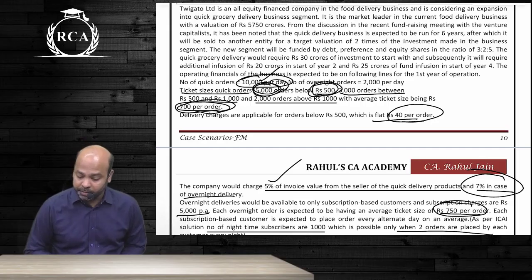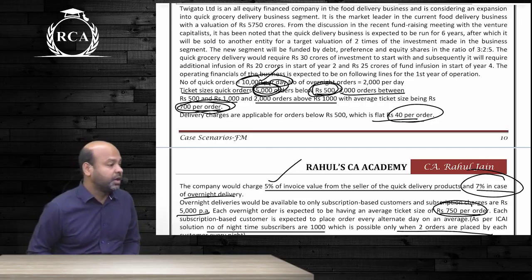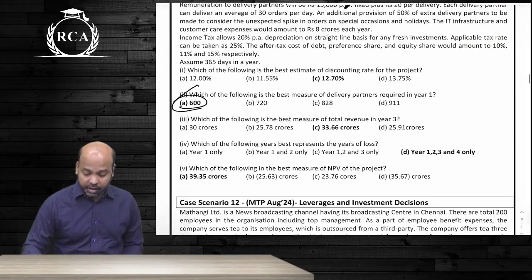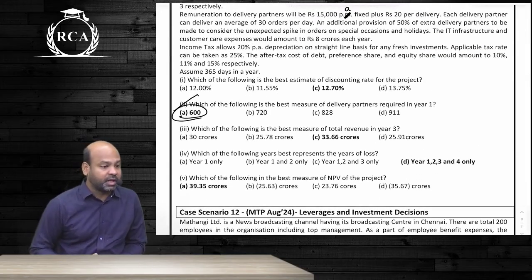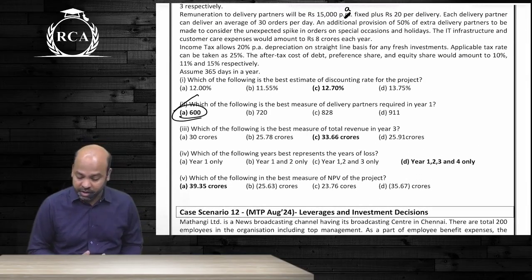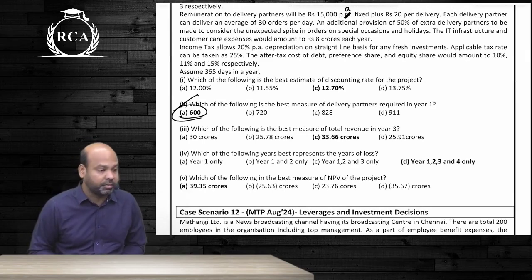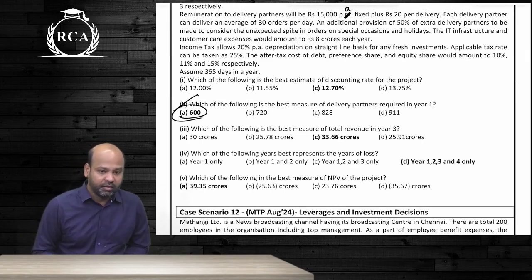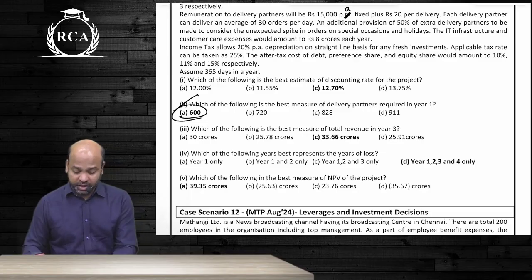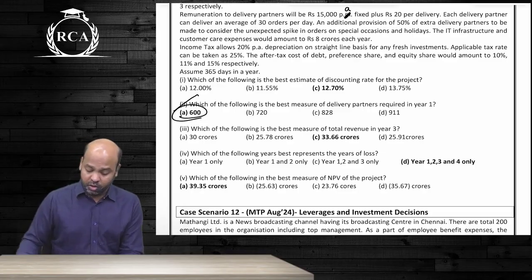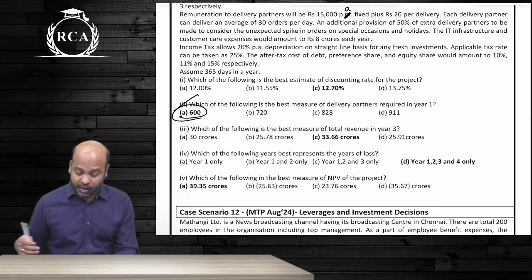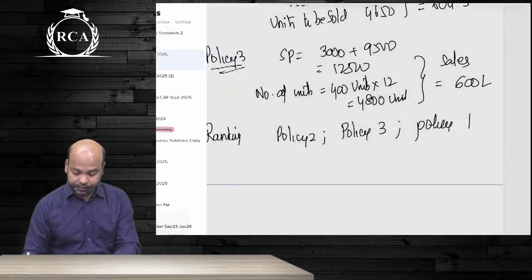Now, back here. Debt, equity, and preference ratio is given as 3:2:5. In the last sentence, it is given the after-tax cost of debt, after-tax cost of preference shares and equity shares would amount to 10%, 11%, and 15%. Using this, you're going to arrive at your overall discounting rate. One line answer, finish it directly.